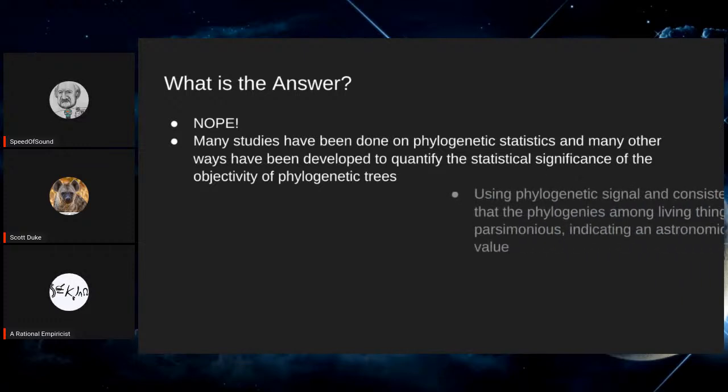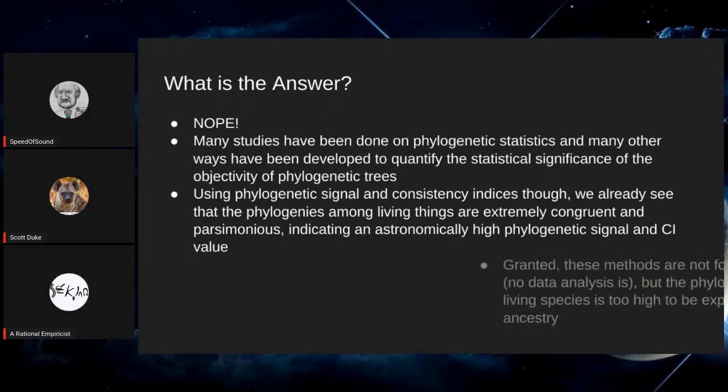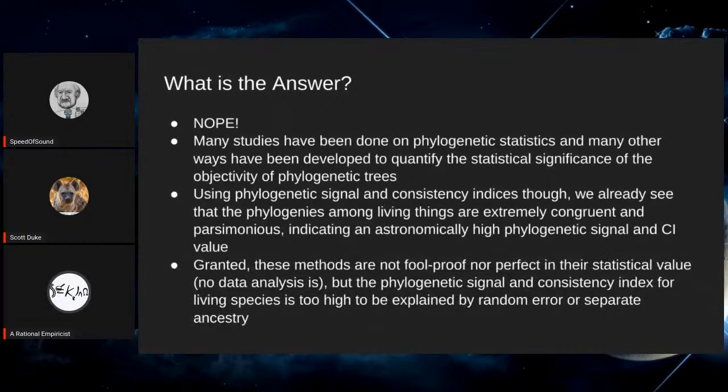Okay. So using phylogenetic signal and consistency indices, though, we already have a clear and concise way to look at the congruence of living things and their traits. And we see that most phylogenies for large-scale groups are extremely congruent and parsimonious. And they have a very high phylogenetic signal and a CI value that's larger than what would be expected from random data. So this means that separate ancestry effectively doesn't fit the data.